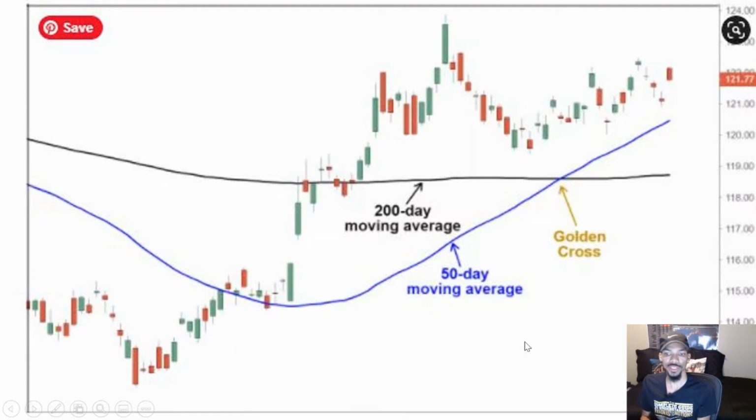So the golden cross is whenever you have the lower moving average passing the higher moving average. That's what they consider a golden cross, and it could be a strong signal of a buying opportunity. The number of days doesn't actually matter, but just know whenever the lower moving average passes the higher moving average, that means it's an upward trend and it's a good indication to buy.